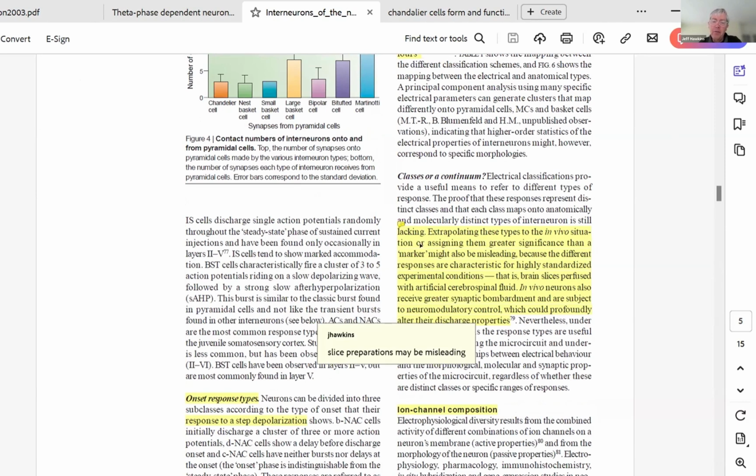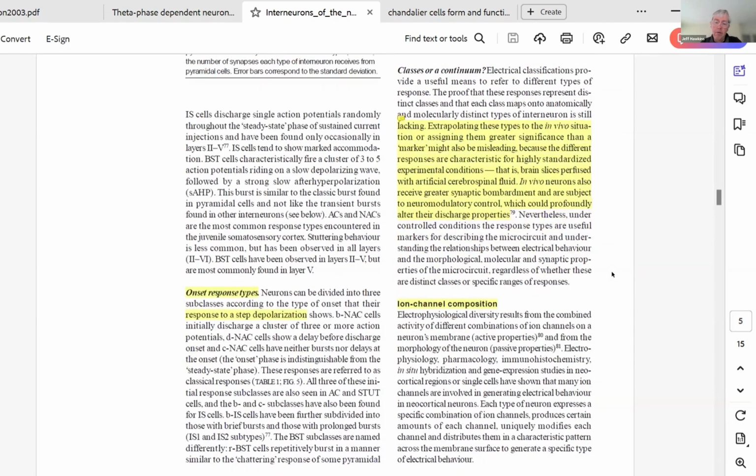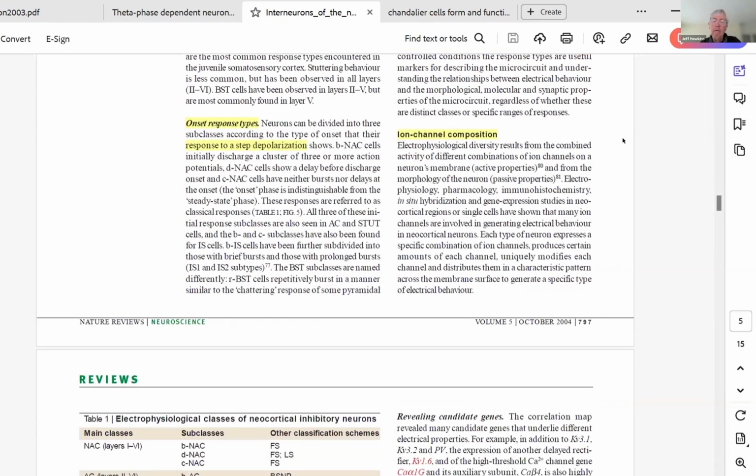Extrapolating these types of in vivo simulation, meaning to the in vivo, like what would actually happen in a live animal, is hard to say, because the brain is sliced, perfused with artificial fluid, and we see this greater synaptic environment and are subject to neuromodulator control, which could profoundly change its discharge property. So basically, it's saying the way we characterize these cells may not be accurate at all in a live animal. It's not that it's not useful, but you have to remember that these things aren't set in stone.